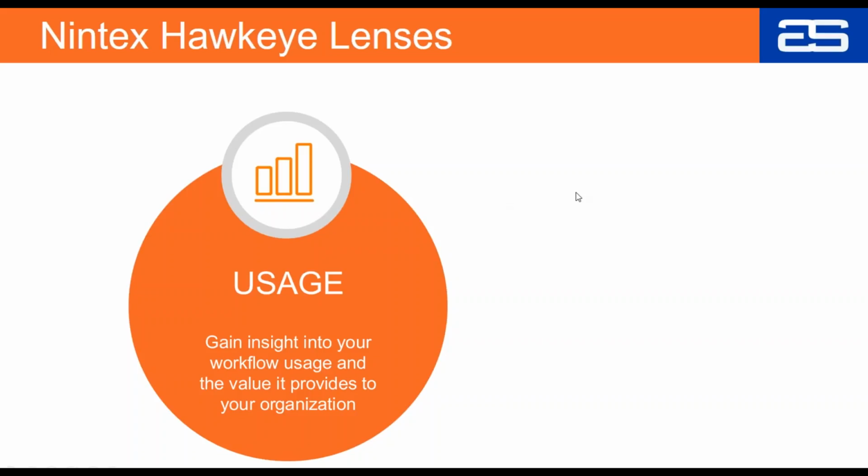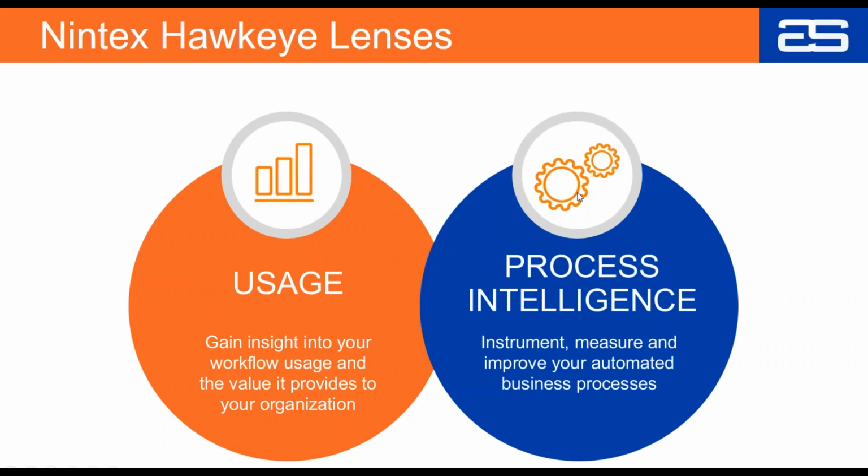Now in contrast, the process intelligence lens allows you to instrument and measure the activities occurring within a specific process automated with the Nintex platform. The premise behind the process intelligence lens is that if it's worth automating, it's worth measuring. Now, the process intelligence lens allows you to capture and measure the key metrics that are most fundamental to your business.